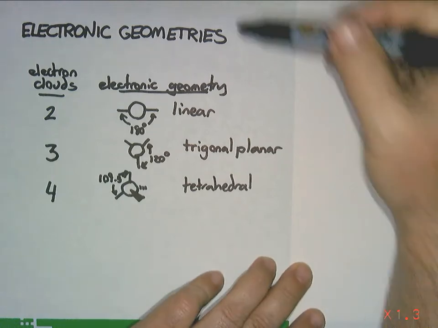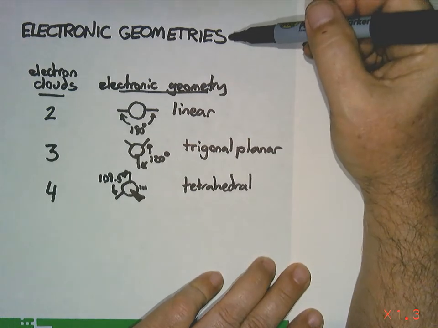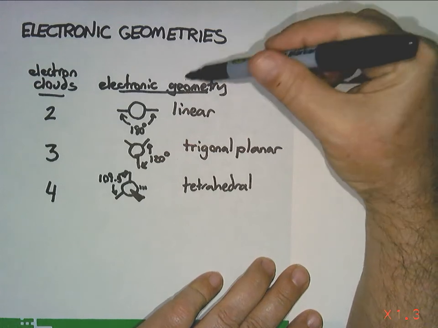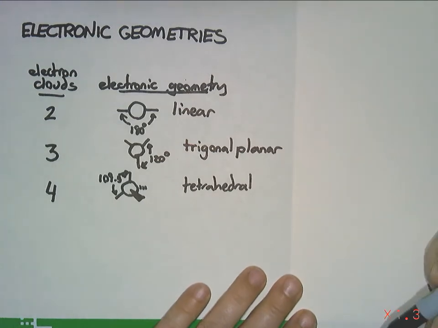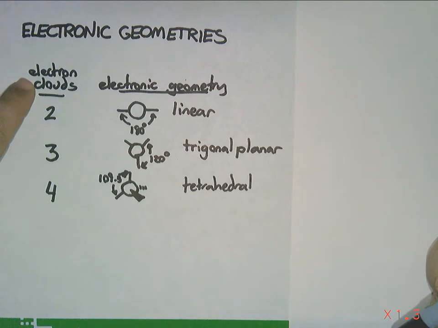Now, when you say geometry, you can think of that as a synonym for shape. So, it's electronic shape. It's the shape of the electron clouds around there. Now, be clear on what an electron cloud is and how you count them.